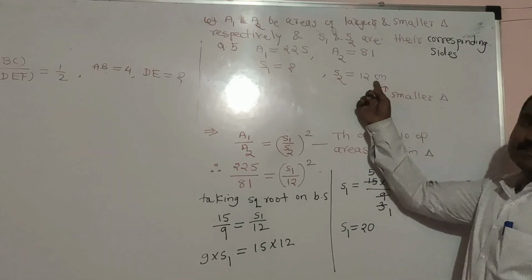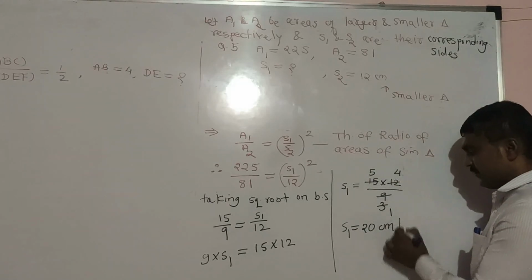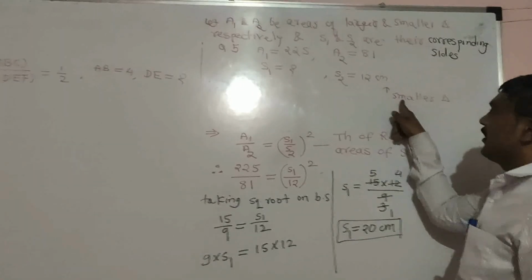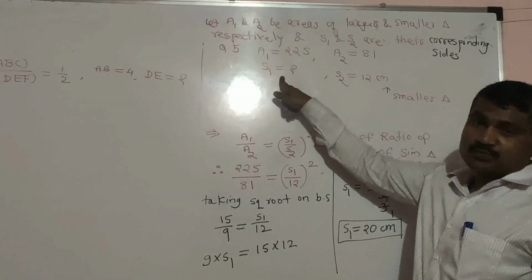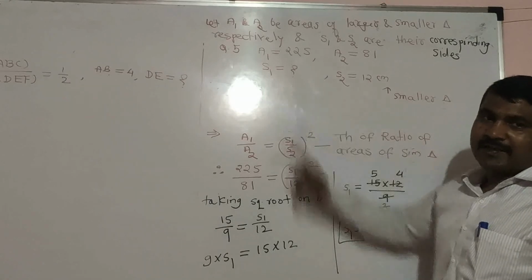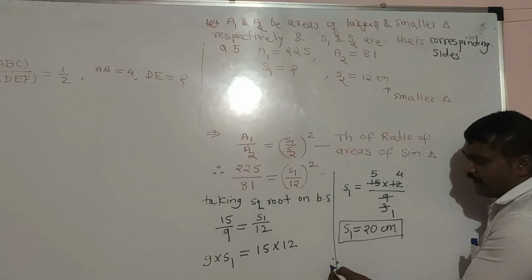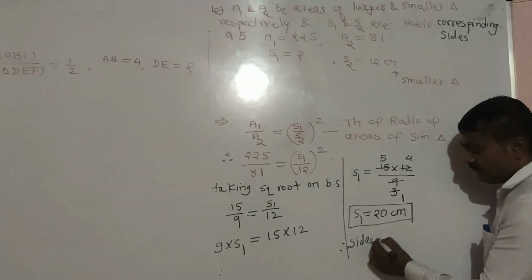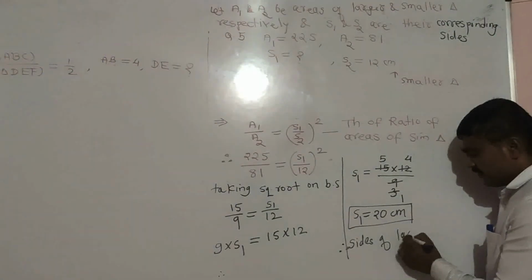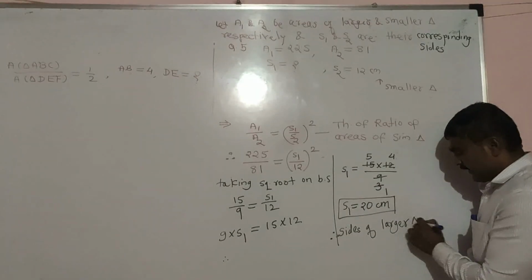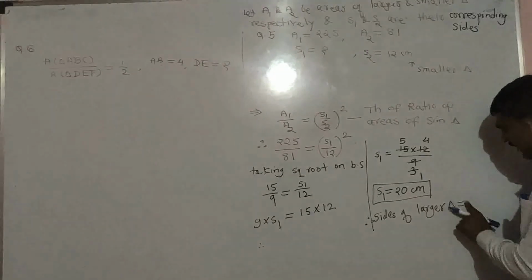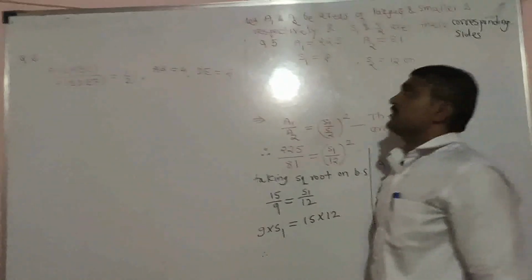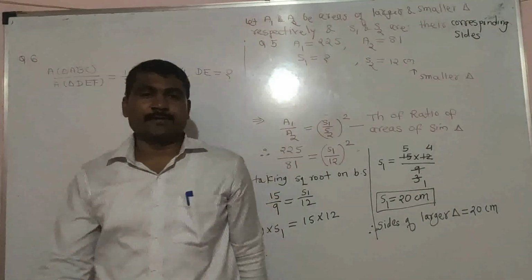What is the unit? Unit is centimeter. So I am writing centimeter. What was S1? S1 is the side of the larger triangle, bigger triangle. Therefore, at the right hand, write the answer in words: side of larger triangle is equal to 20 centimeter. So, question number 5 is completed.